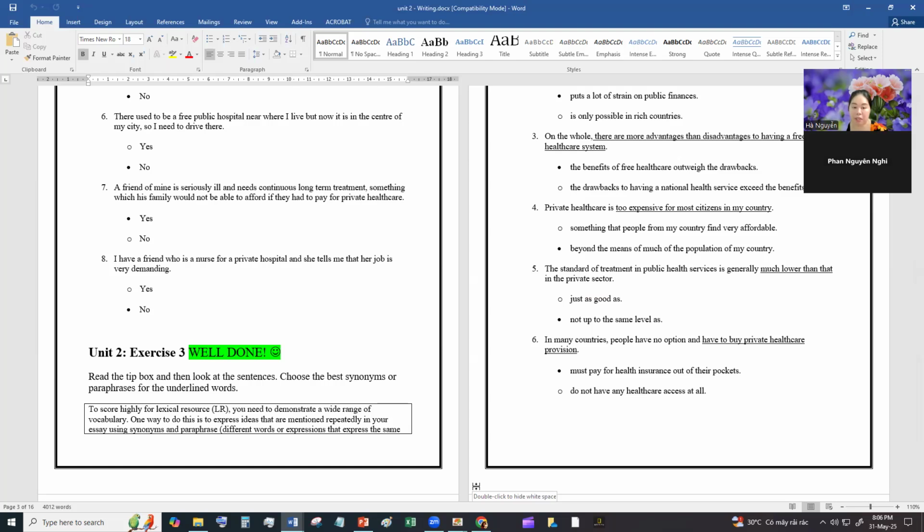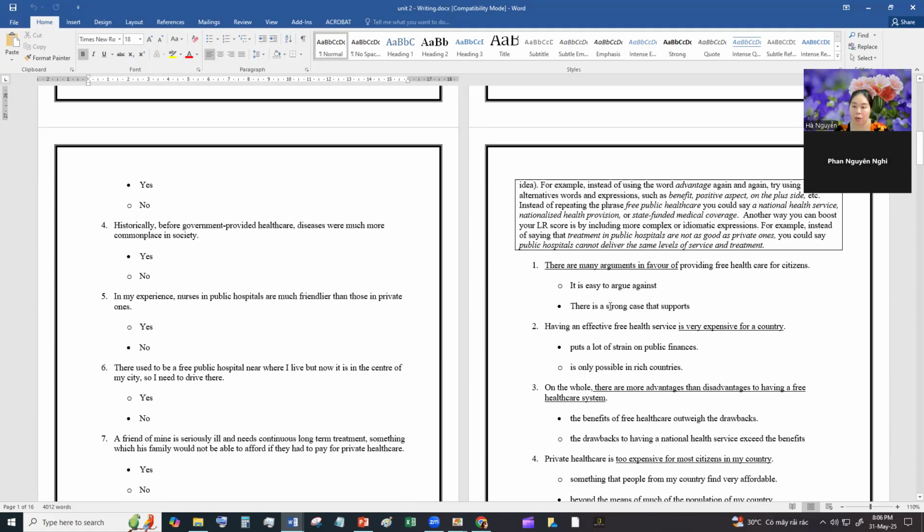Okay, so first off, thank you for asking the question. It's a very valid one. Expanding your vocabulary is really important for high scoring in the IELTS writing test. Not only that, but speaking as well. So one thing you can do is to do exercises like this. For example, you complete the exercise. There are many arguments in favor of, so there is a strong case that supports.